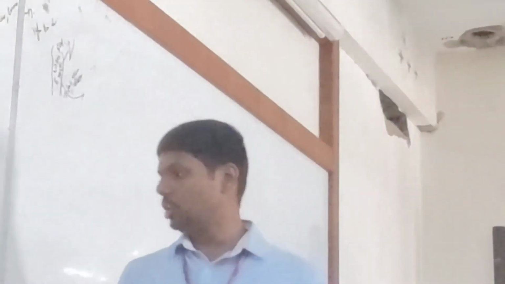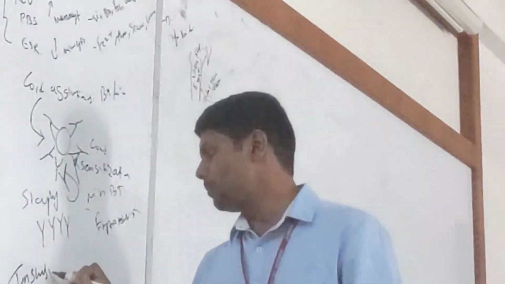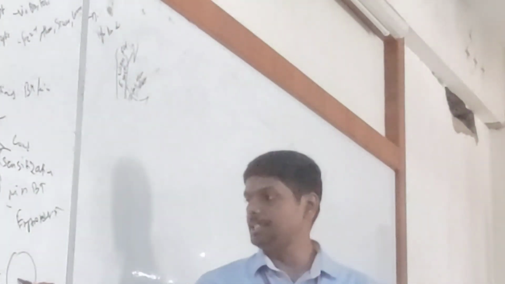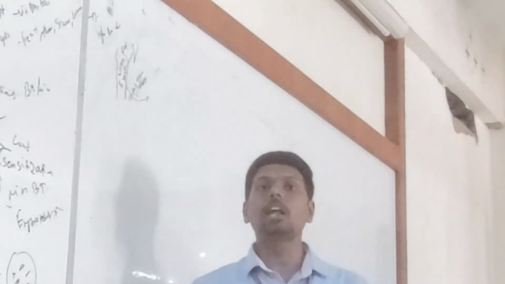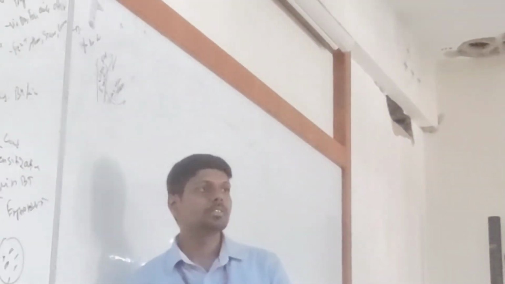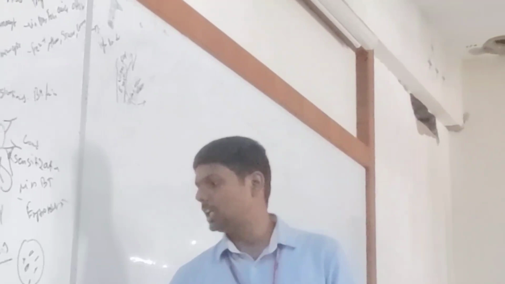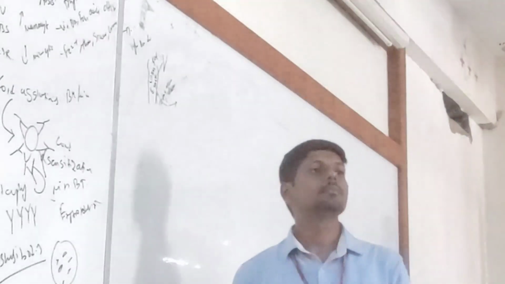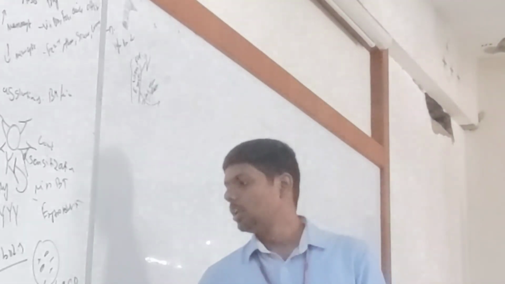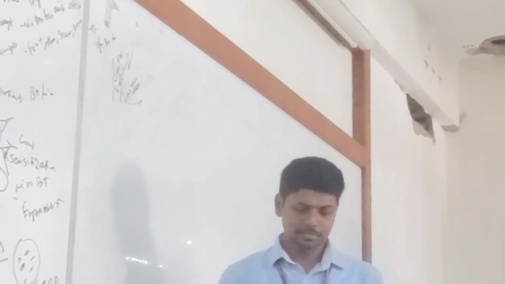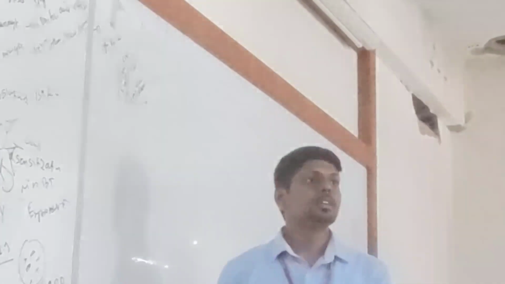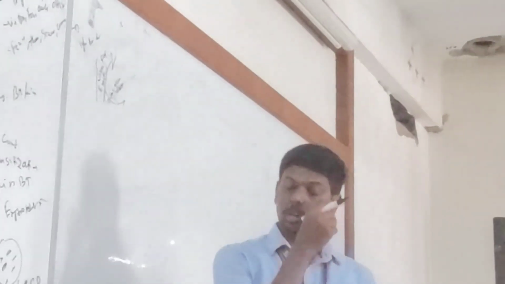Then we discussed the inclusion bodies. What are inclusion bodies? The presence of some residual particles within the RBC are called inclusion bodies. Can you give some examples? One is Heinz bodies, seen in G6PD deficiency, very good. Then Howell-Jolly bodies are seen in post-splenectomy. Then in microangiopathic anemia you will see fragmented cells.